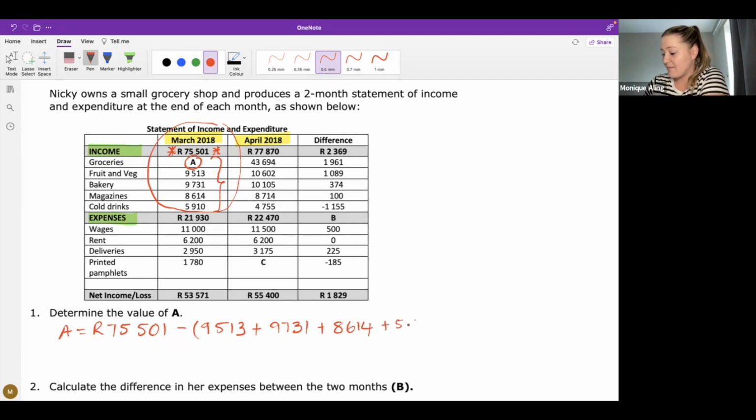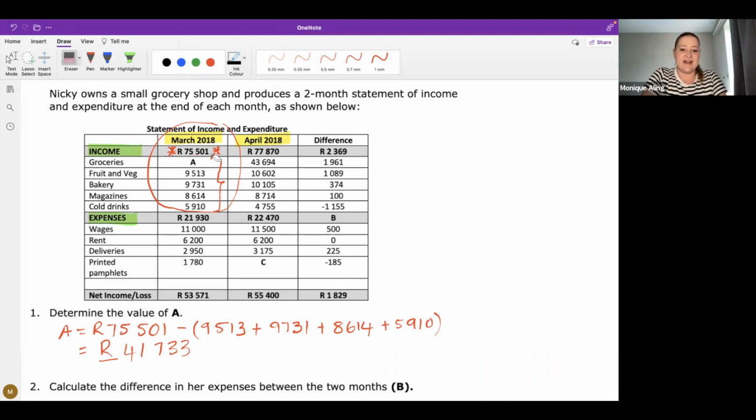Again, we get method marks in Math Lit, so please always show your working out. And if you do that working out, you get an answer of 41,733. Don't forget your rand sign. There are no decimals, so we don't need to stress. Okay, so that was a nice and easy one, I'd like to think. Again, I can see some more answers and they were all correct. Well done, everyone.